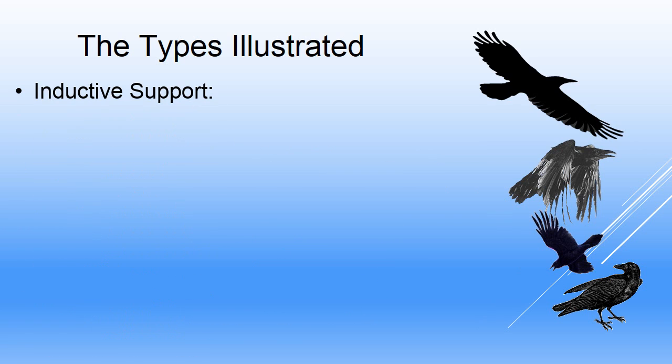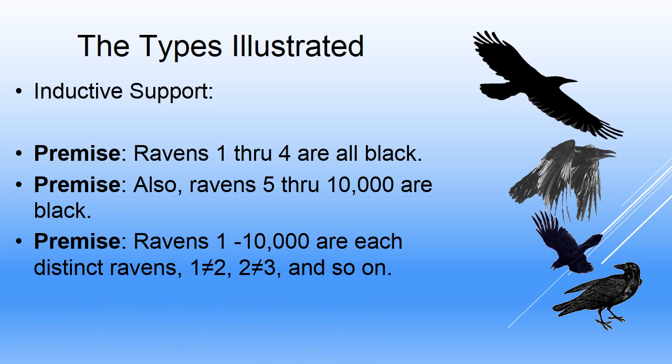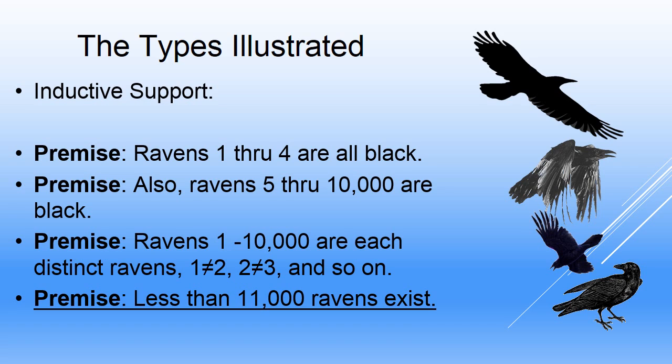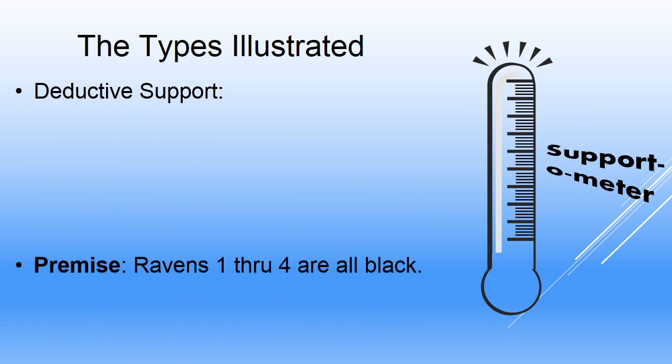But by way of contrast, if somebody said merely that ravens 1 through 4 were all black, ravens 5 through 10,000 were black, assuming each was a distinct animal, and new premise, less than 11,000 ravens exist. What does that prove? Well, it lends a lot of support, though not proof, to the conclusion that all ravens are black. After all, there's just 1,000 left that we didn't catalog. So you get the idea, right?